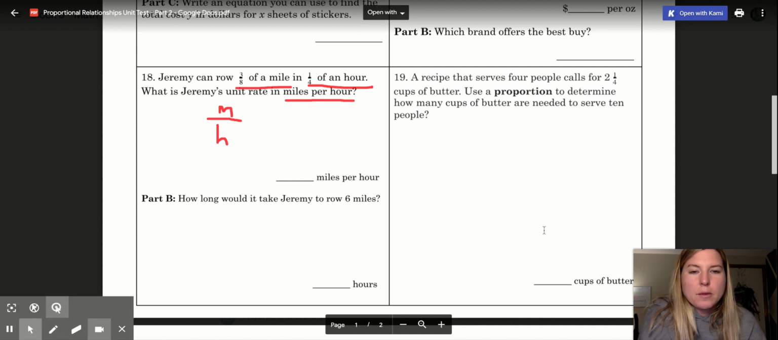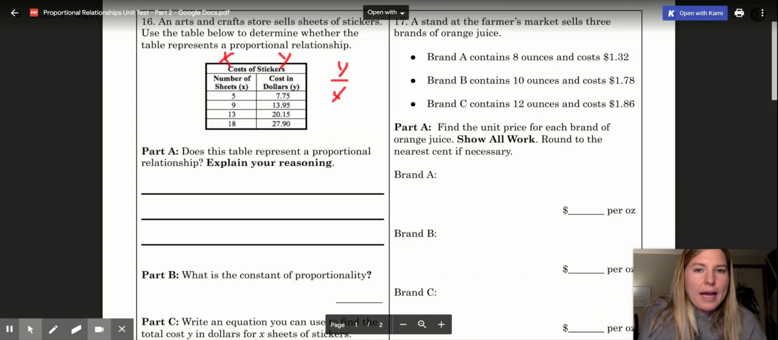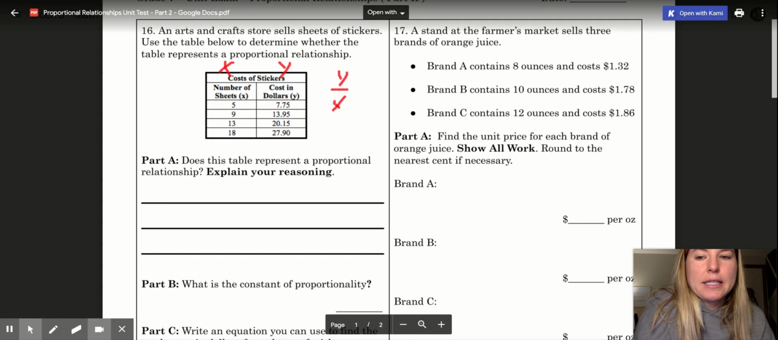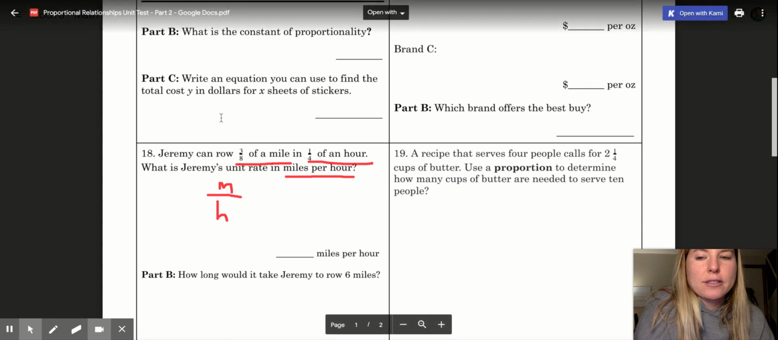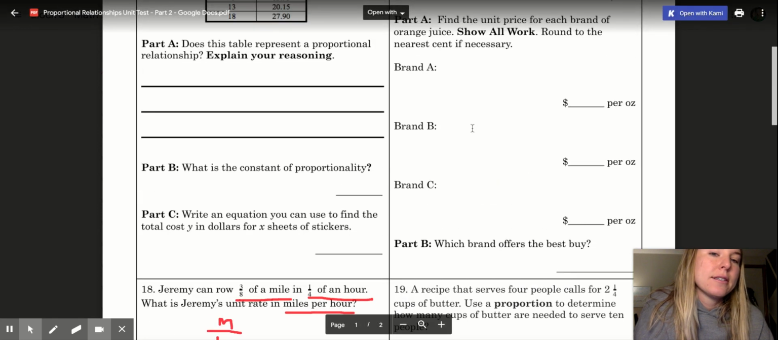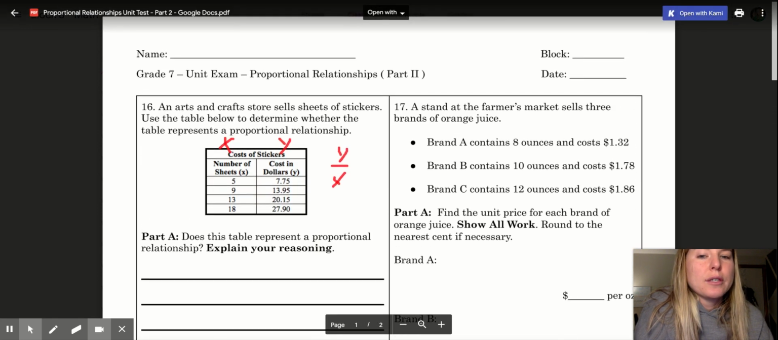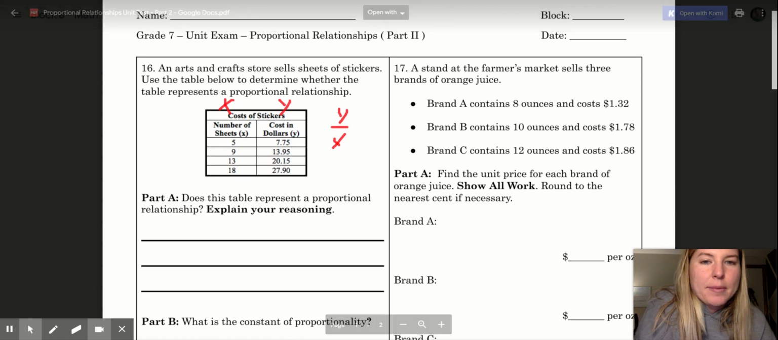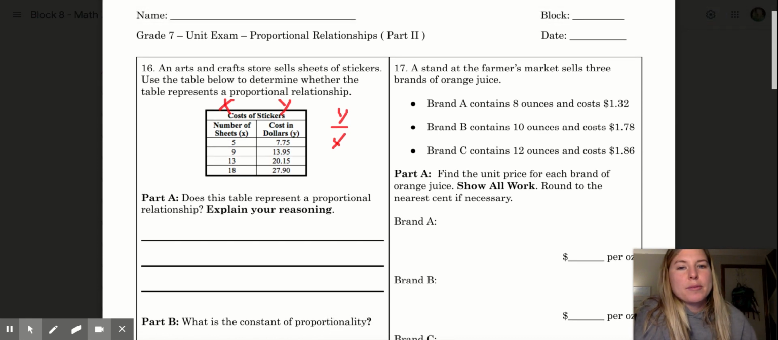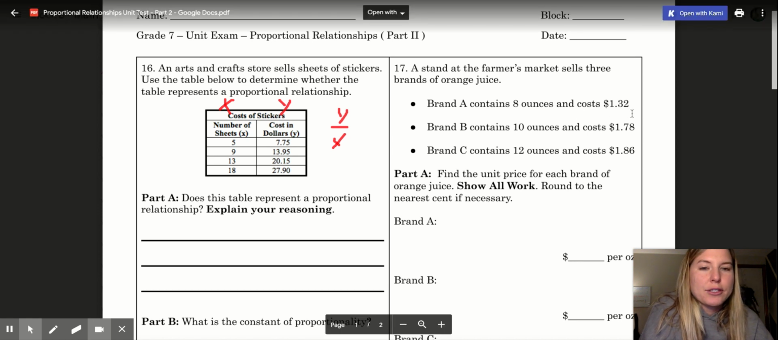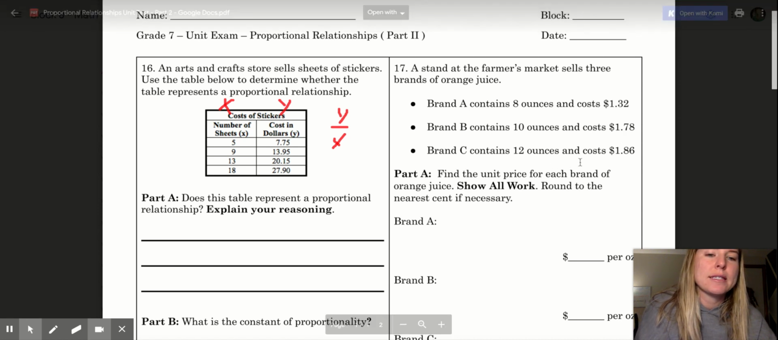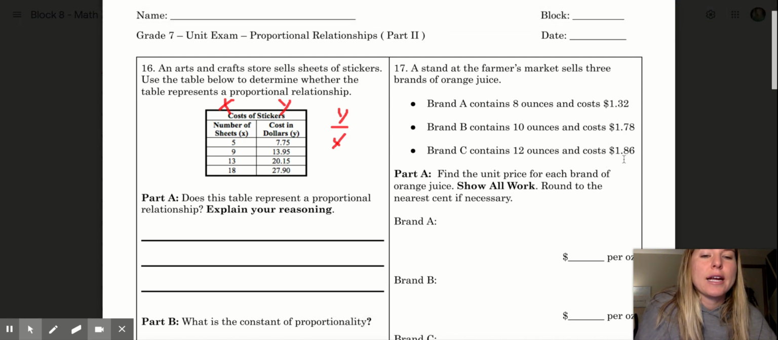Okay, next one. We have question number 17. Oh, I'm sorry, I just skipped. I did 16, 18. Sorry, now I'm going to go back up to 17. A stand at a farmer's market sells 3 brands of orange juice. Brand A contains 8 ounces and costs $1.32. Brand B contains 10 ounces and costs $1.78. And brand C contains 12 ounces and costs $1.86.